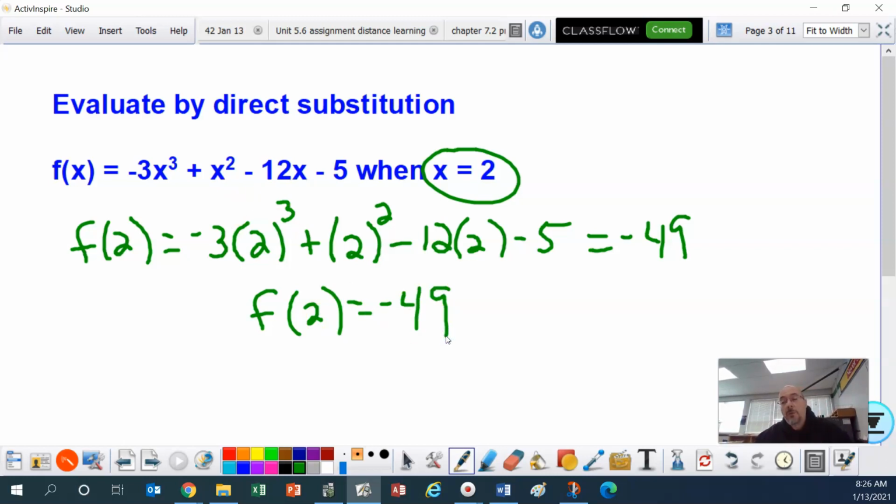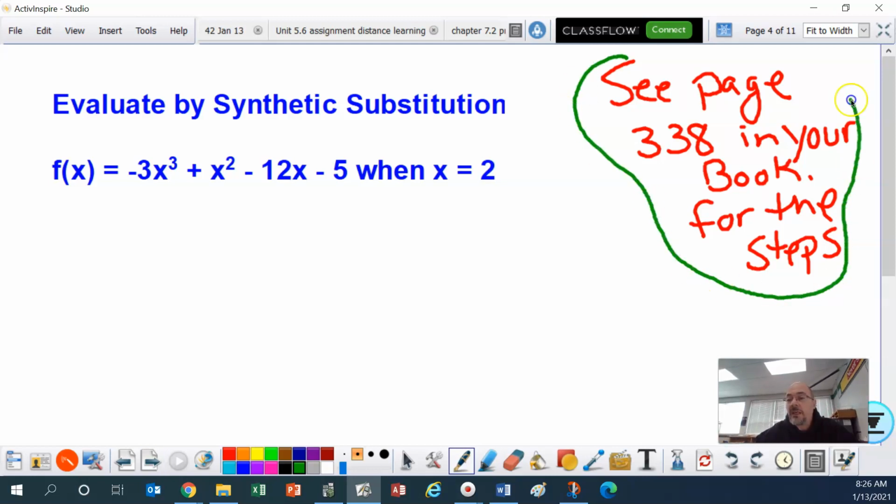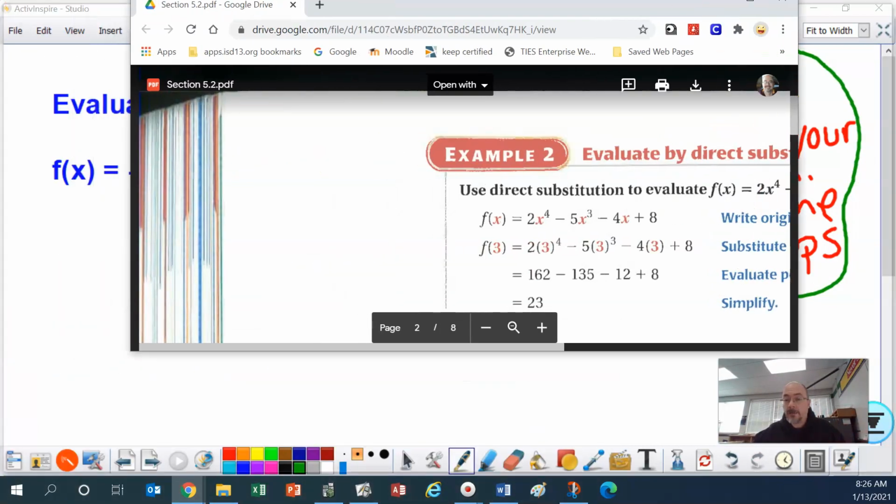Now, there's another way that we're going to be doing this. And yes, you have to be able to do it this other way. You're going to have a mastery quiz on it, and it's going to be on your test. All right, so it's called evaluate by synthetic substitution. Now, see page 338 in your book if you want the actual visual of the steps. Let me pull the book back in.